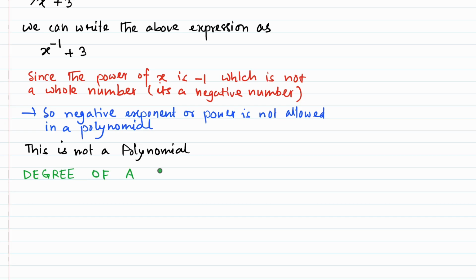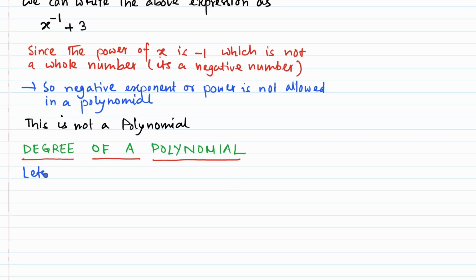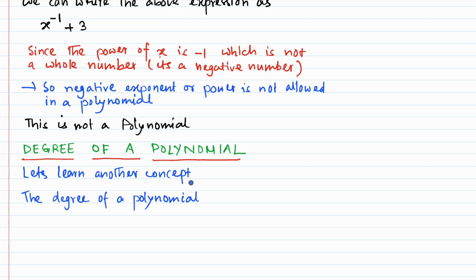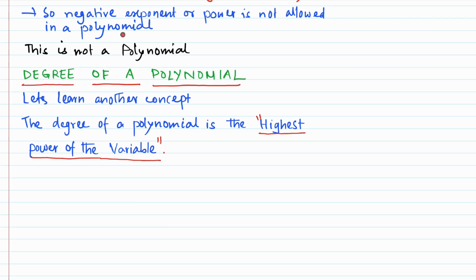Now the second important point is the degree of a polynomial. How will we find the degree of a polynomial? We have understood how we can identify a polynomial from a given algebraic expression. Once we have identified it, we have to find its degree. The degree of a polynomial is the highest power of the variable. Whatever variable is associated with the expression, the highest power of that variable will be considered the degree of that polynomial.